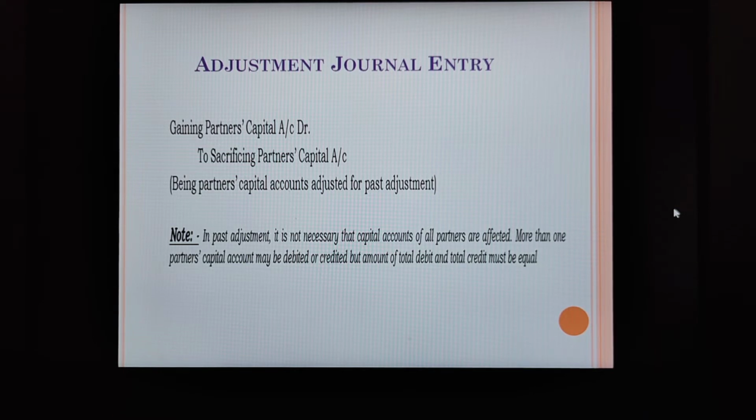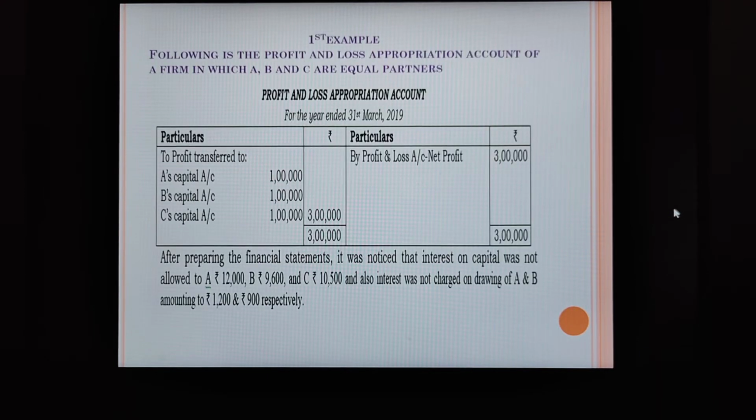Now in past adjustment, it is not necessary that capital accounts of all partners are affected. So more than one partner's capital account may be debited or credited, but the amount of debit and credit must be equal. So to understand this line, we have one question.